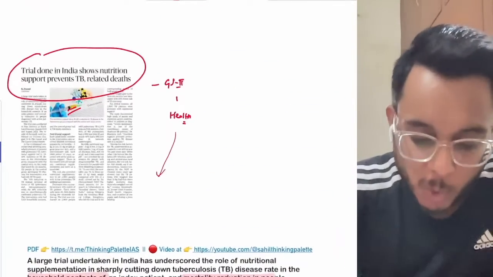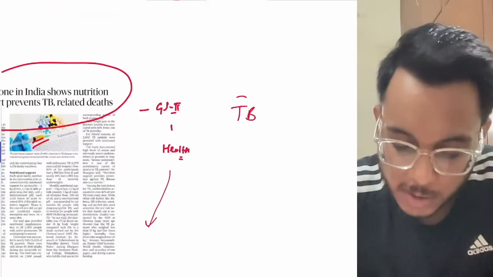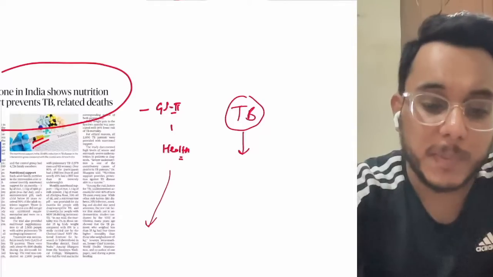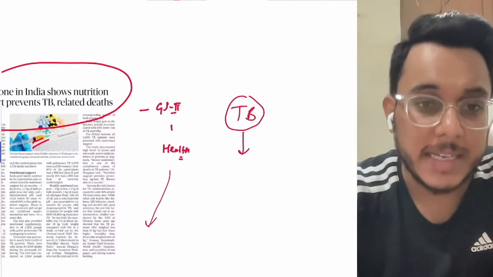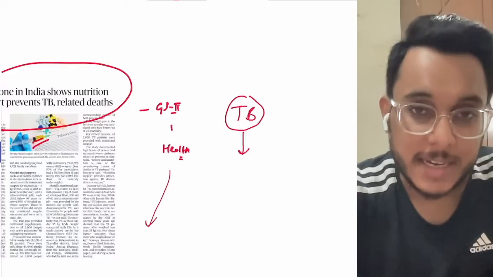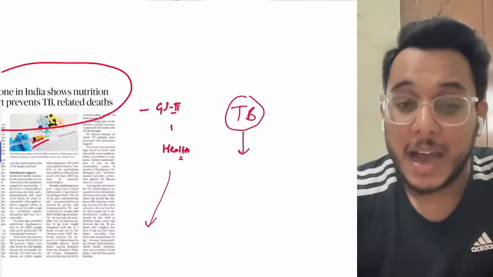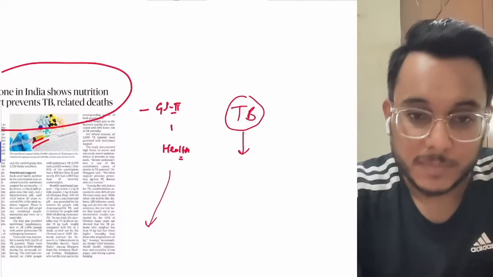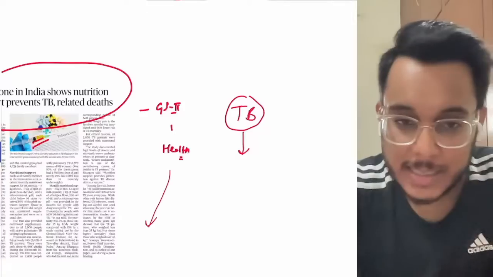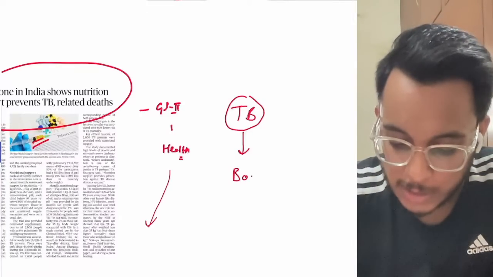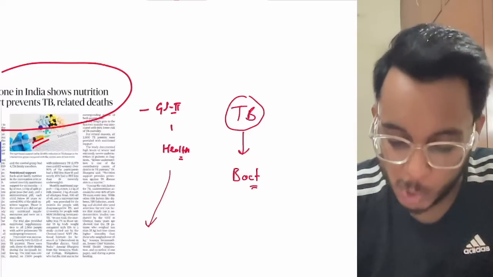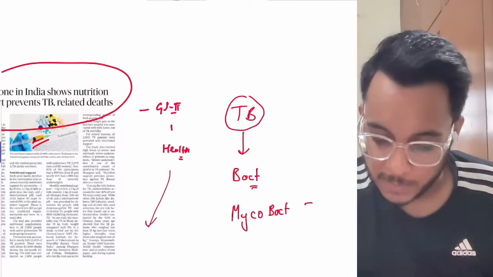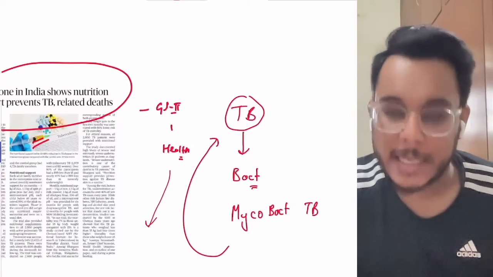So basically, when we talk about TB, tuberculosis, okay, TB has been a big disease. TB has been a disease which is leading to a lot of fatalities in India, and India has one of the highest burden of TB in the world. Now, guys, TB is a disease which is caused due to the bacterial infection, and Mycobacterium tuberculosis is responsible for the TB disease.